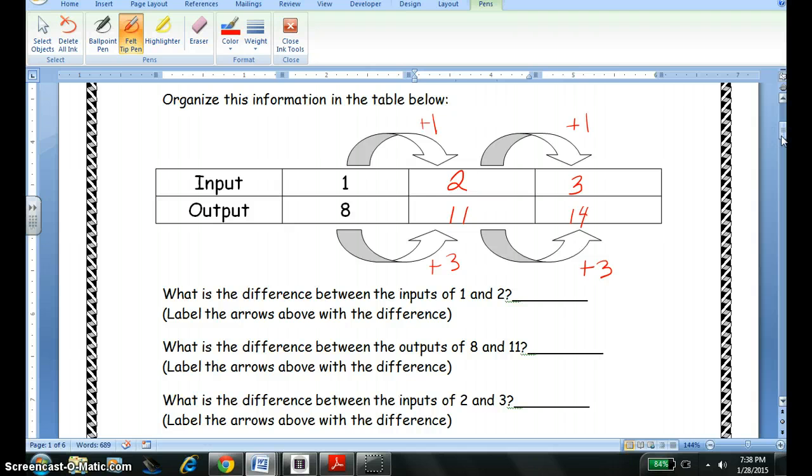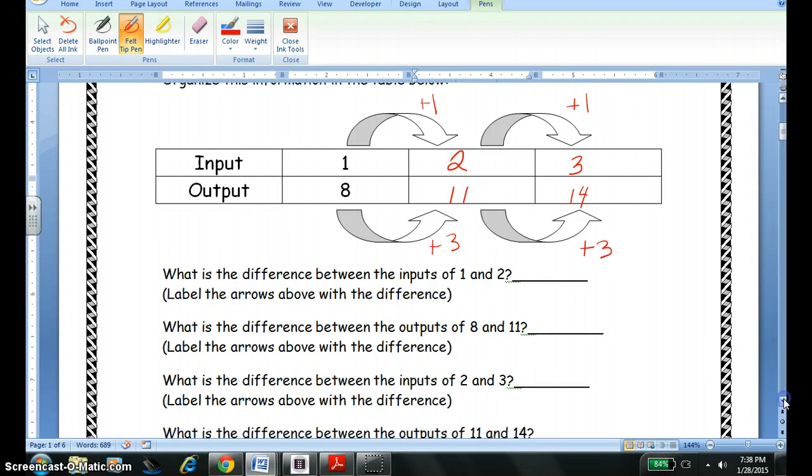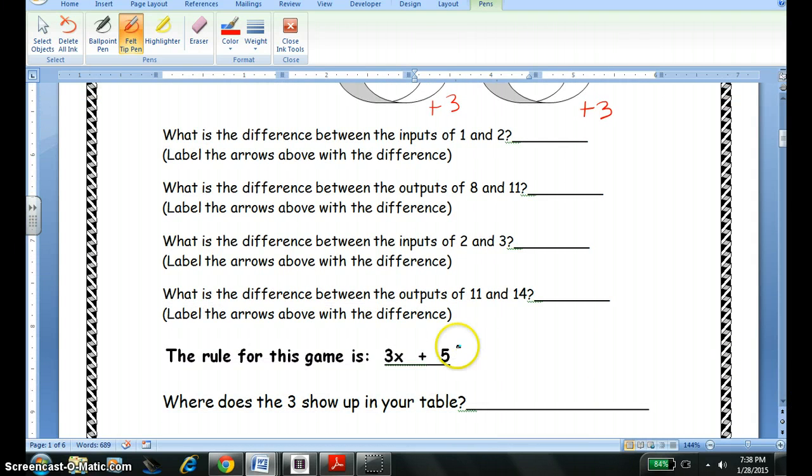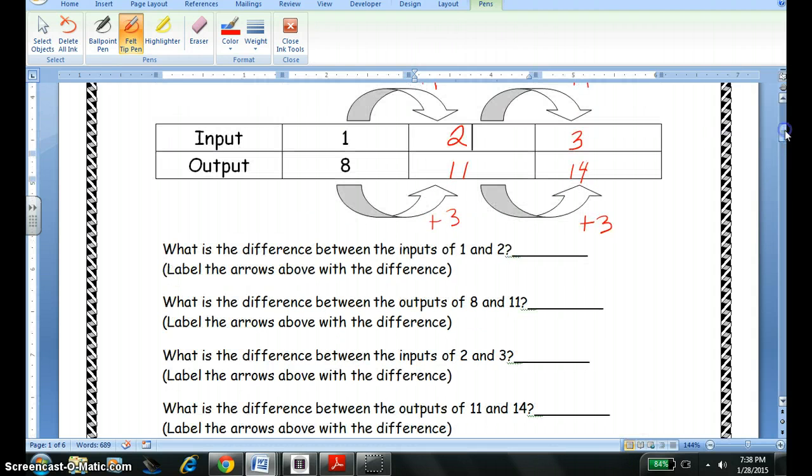What are the differences between 1 and 2? We labeled them. What are the differences between 2 and 3? So these here, you're going to fill in with differences of 1, differences of 3, and labeling the arrows. As you can see, spoiler alert, the rule for this game is 3x plus 5. And it says, where does the 3 show up in your table? Hopefully you'll see it shows up in the output. It's the difference between the outputs.